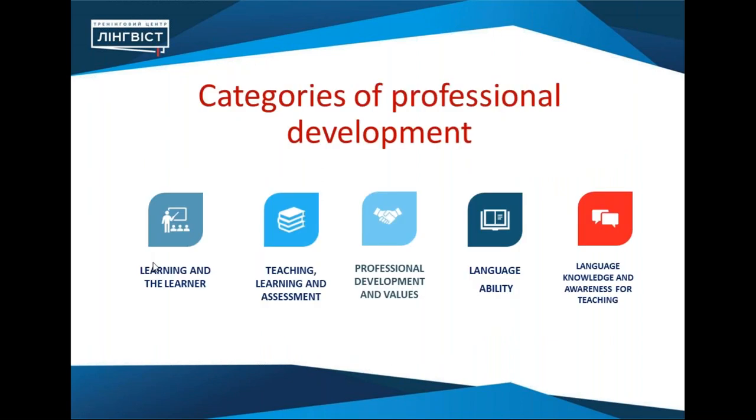Let's have a look at it in details. So, this framework comprises five categories of professional development. They are learning and the learner, teaching, learning and assessment, professional development and values, language ability, and language knowledge and awareness for teaching. Category number one, and it is no coincidence that pride of place goes to learning and the learner.